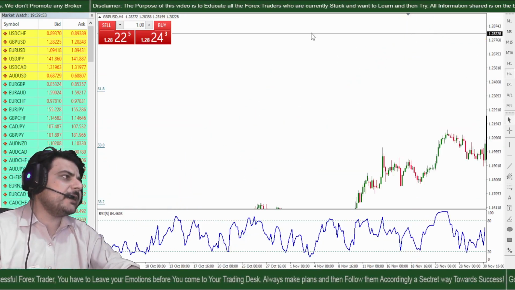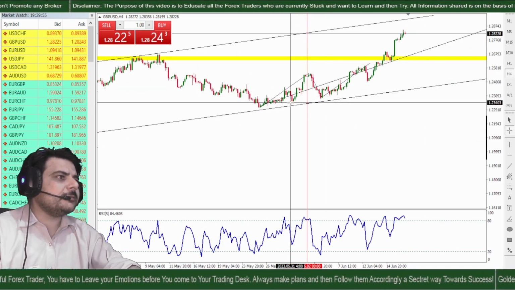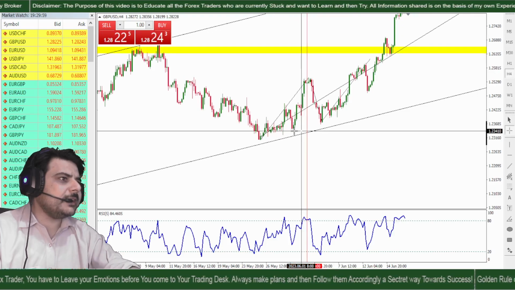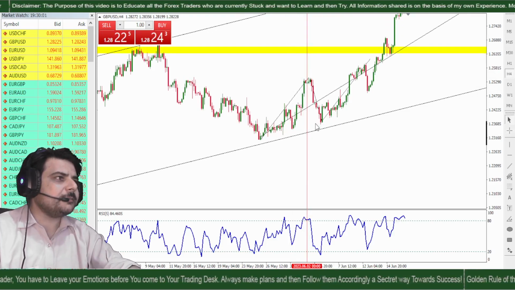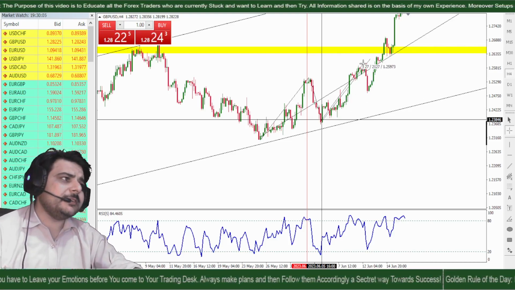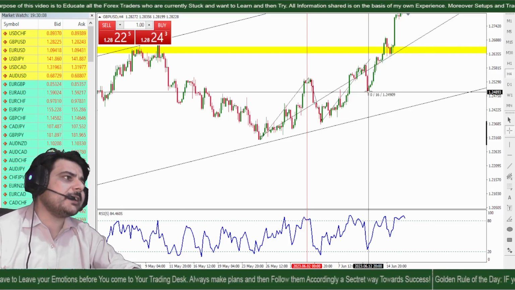Overall it moved very nicely. If I show you from right here, I kept taking bullish trades, then bearish trades, then from bullish right here, everything in front of you, and made good profits, then a correction, and then the continuation.